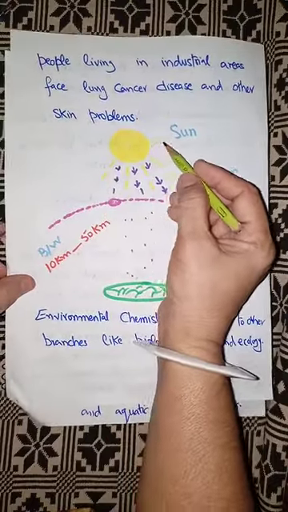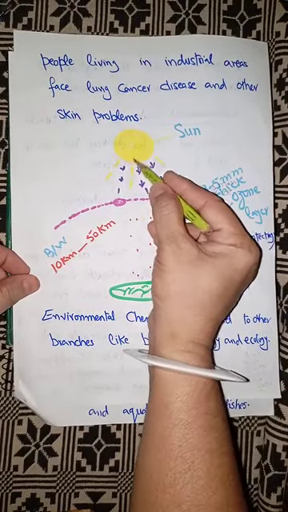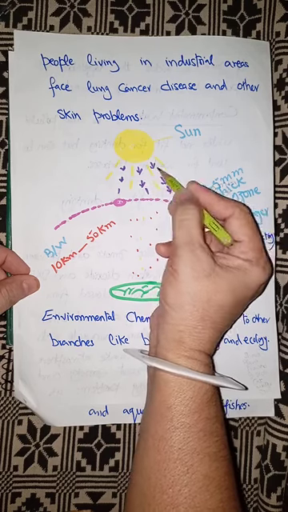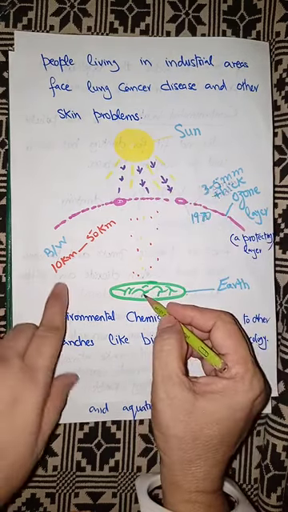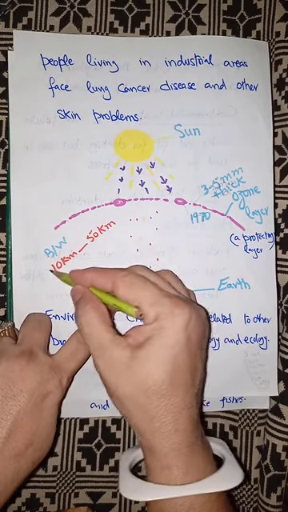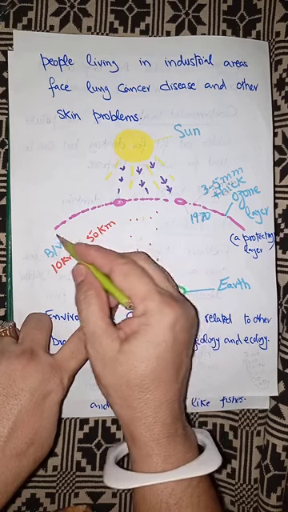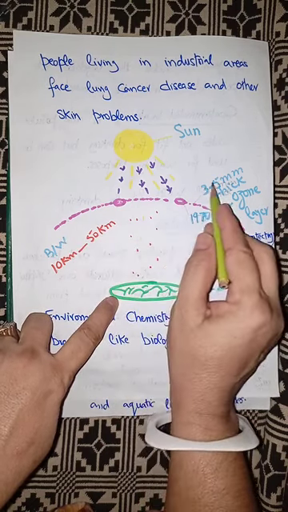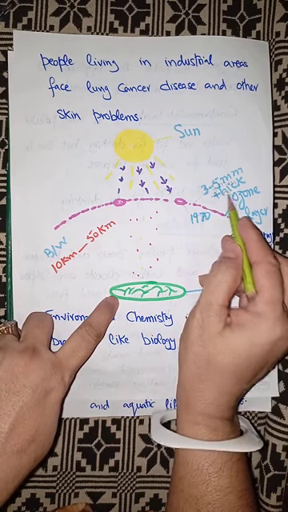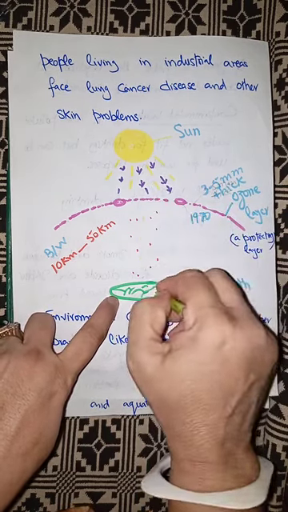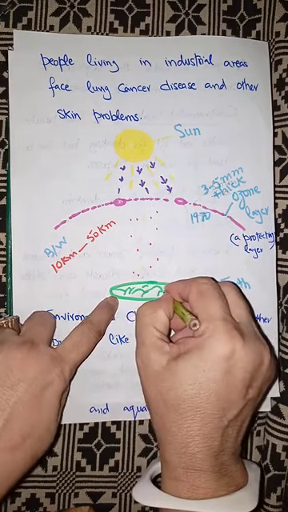Now here I have shown you the sun. Many rays are coming from the sun. These are UV rays, ultraviolet rays. Between 10 to 15 kilometers from the earth, there is the ozone layer, which is a protecting layer of 3 to 5 millimeter thickness. This layer protects the earth from UV rays.